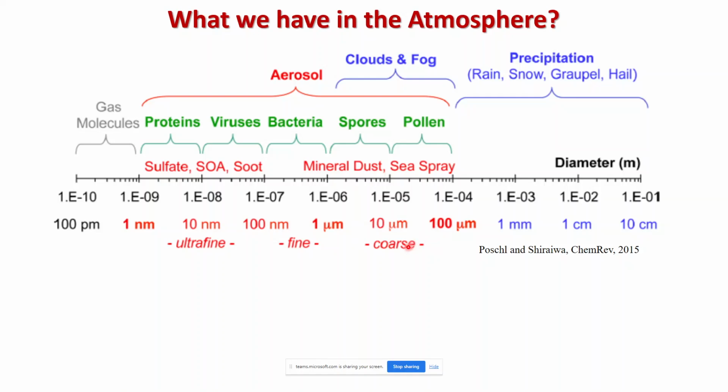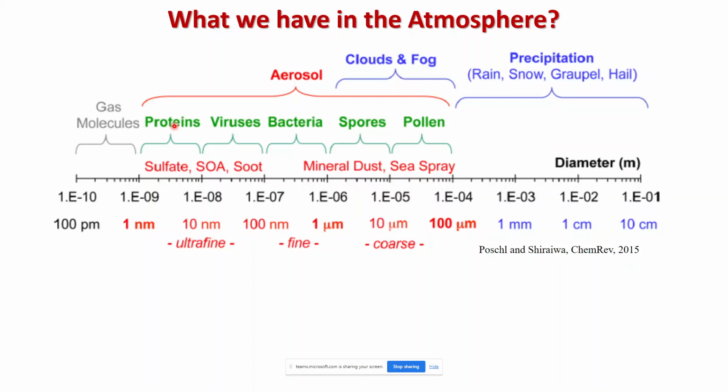And they are defined here as coarse, fine, ultra fine, which most of you know, that based on size you call them ultra fine particle, fine particle, or coarse particle. And then you also see that these names are written at different places. For example, mineral dust and sea spray come in coarse mode. Sulfate, secondary organic aerosol, soot and all come towards fine and ultra fine particles. And these green things are bioaerosols. Pollen and spores are in the upper range, then bacteria versus viruses, proteins are at the lower side.